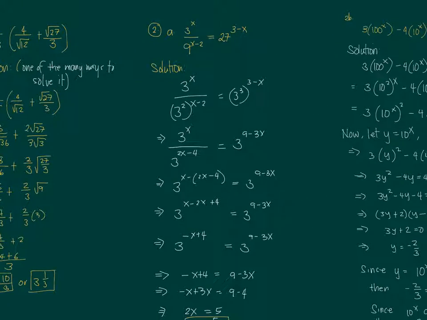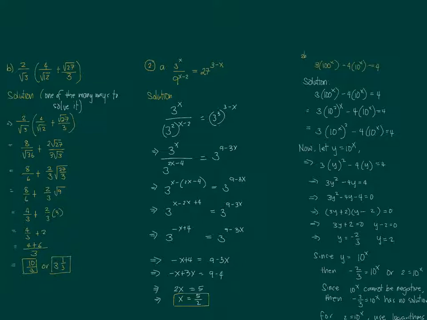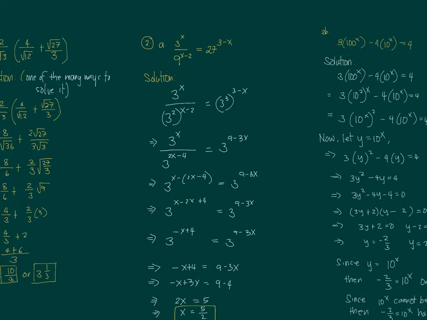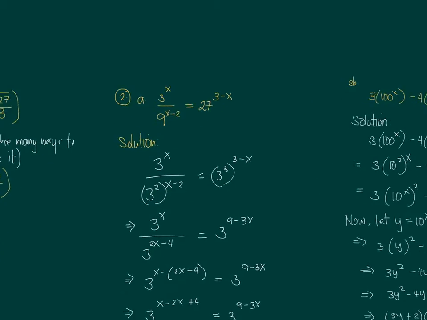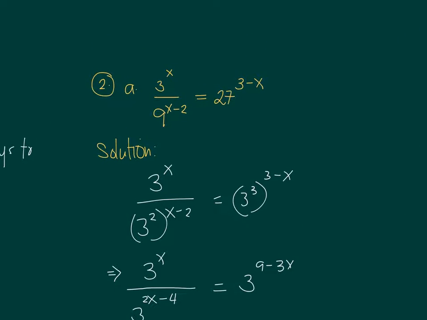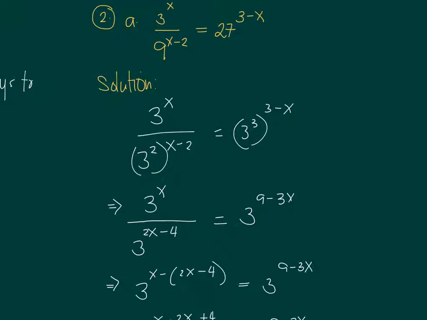For number 2, this is about solving exponential equations. The main idea in solving exponential equations is that you have to convert all the bases into the same base. And in this case, you see the bases 3, 9, 27. So all these numbers can be changed into base 3. So what we did here, we changed 9 into 3 squared, and 27 into 3 cubed. And then after that, you just have to apply properties of exponents.